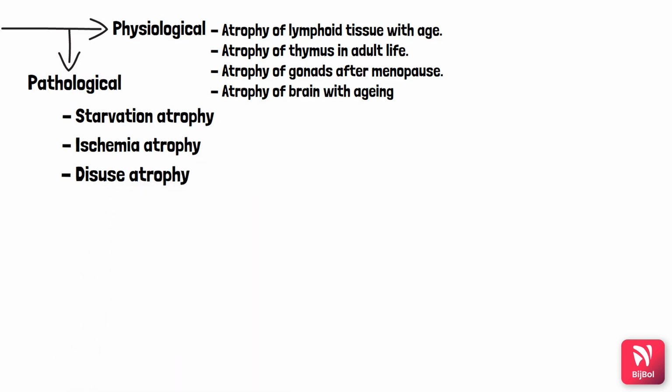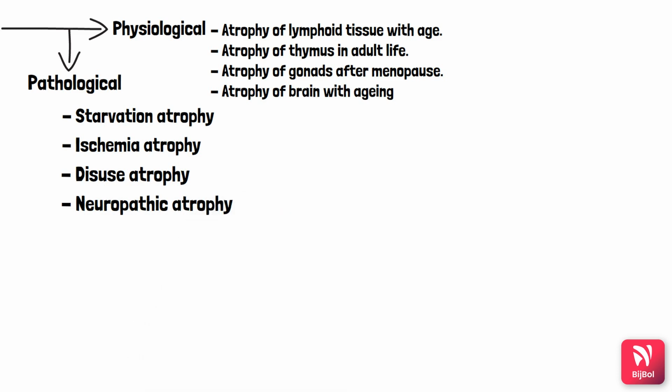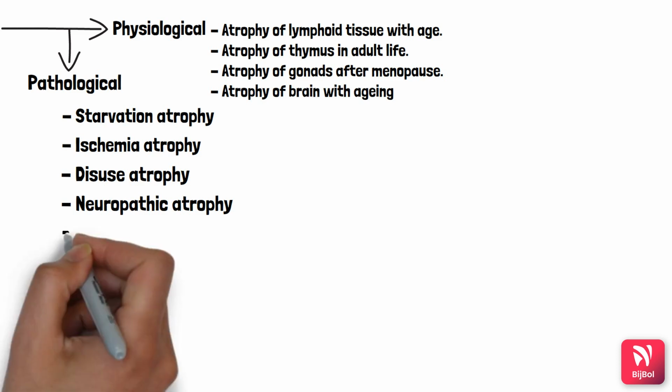Next is disuse atrophy, where there will be prolonged diminished functional activity of the organ. Like if any limb, whether upper or lower, is immobilized in a cast for a very long time, there will be wasting of the muscles resulting in disuse atrophy. Even in neuropathic atrophy, there can be wasting of the muscles because of the interruption in nerve supply.